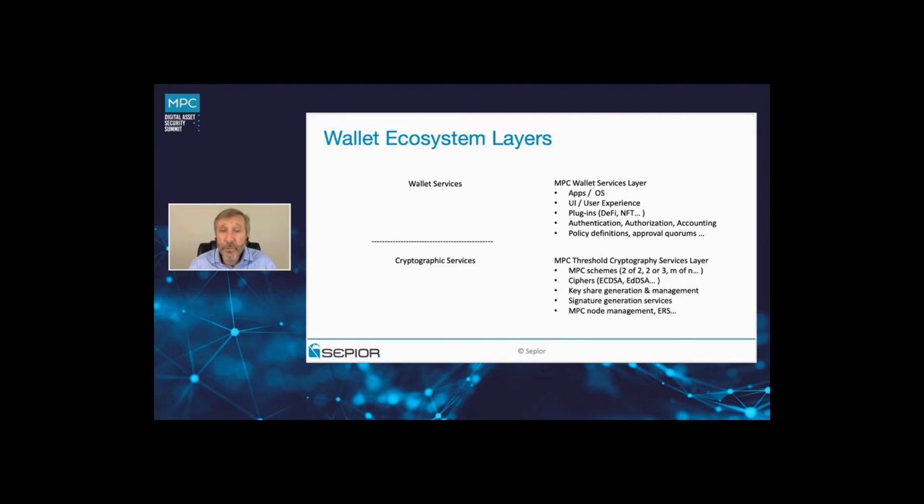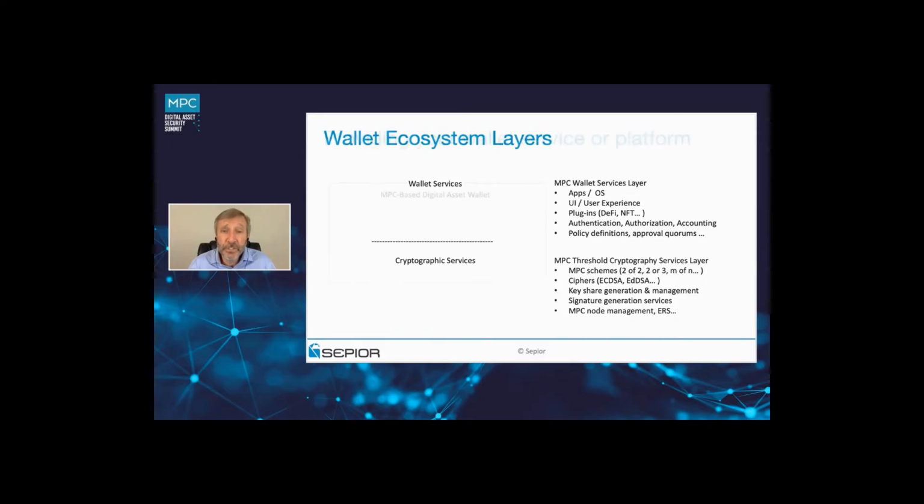This is where you'll determine what MPC threshold scheme you want to implement. It might be a 2 of 2, 3 of 3, 3 of 5. Any number of schemes are possible. Your ciphers are implemented at this layer, typically ECDSA or EdDSA, and likely others. The key share generation and management services are all executed at this layer, along with the actual signature generation when the wallet layer policies are satisfied for each of the key share signing parties. And of course, the virtual MPC nodes, which generate, store, and use the keys, must be created and managed.